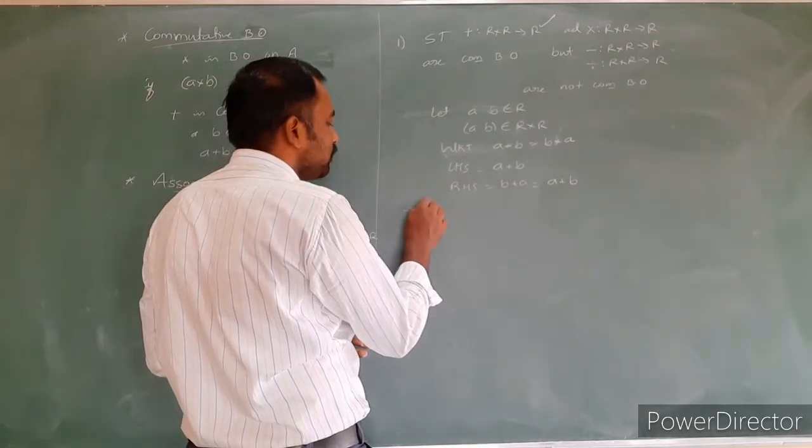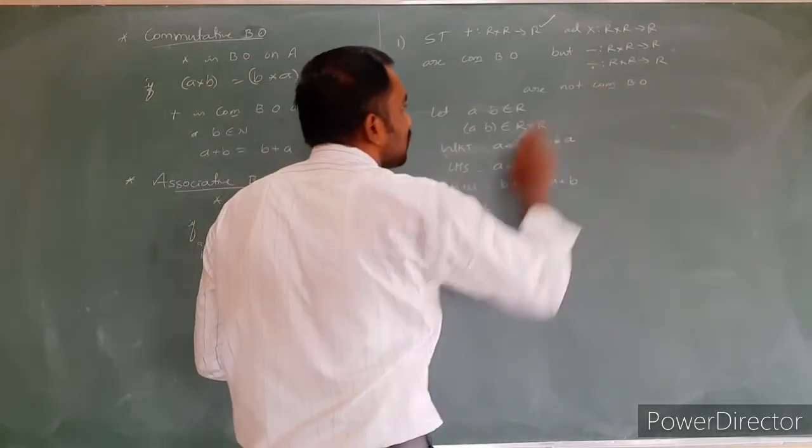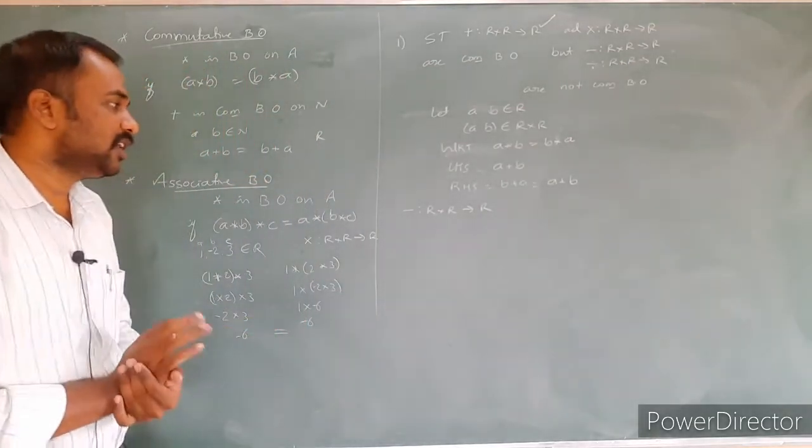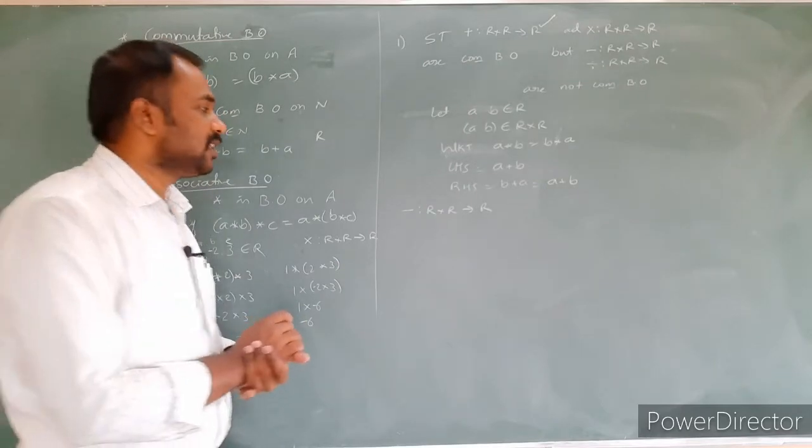Now, I go for subtraction. They say subtraction is not a commutative binary operation. Since it is a "not" statement, it is sufficient to give a counter example. Give one counter example.